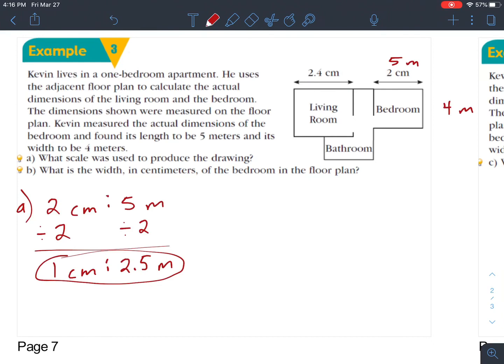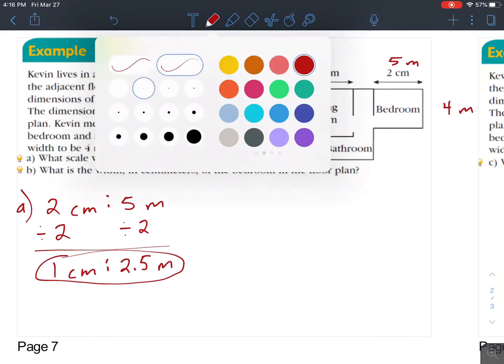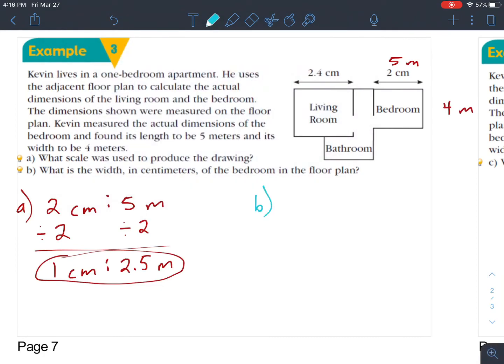So this time, what we're going to do is, we don't know the drawing, how long that is. So our ratio is going to be a little bit different. This time we're actually going to have x centimeters compared to 4 meters. And that's going to be paired with the ratio that we found in part A. We're going to get 1 centimeter over 2.5 meters equals x centimeters over 4. We're going to need to cross multiply.